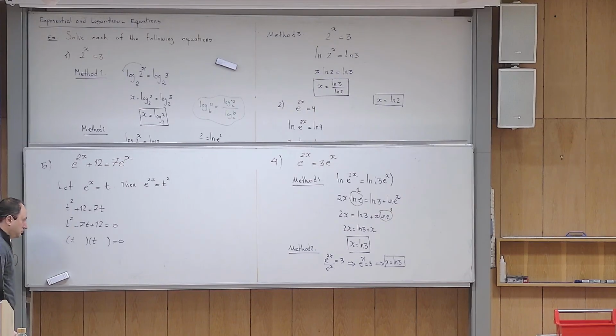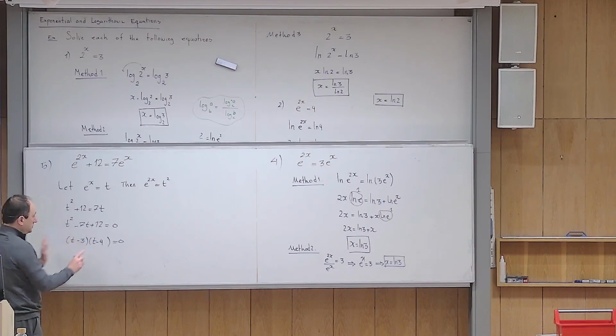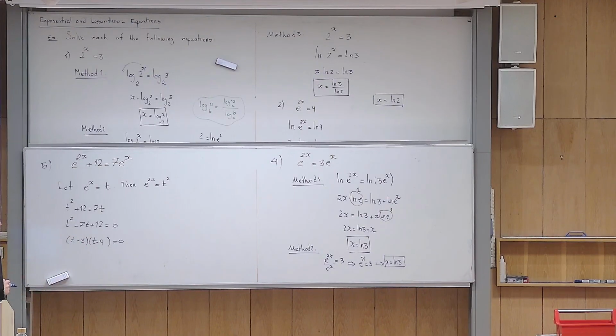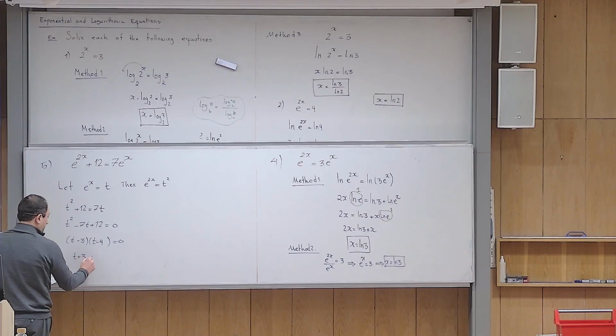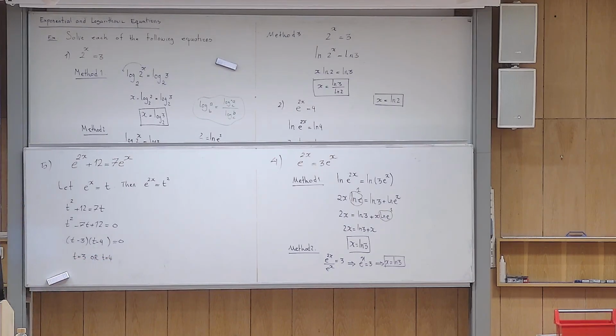4 and 3. Yeah, but with negative signs, yes. Minus 3, minus 4. If you don't want to guess, you can use PQ formula, of course, but this is not hard. So then it means that t is 3 or t is 4. But t, of course, is not my concern. My concern is to find x.